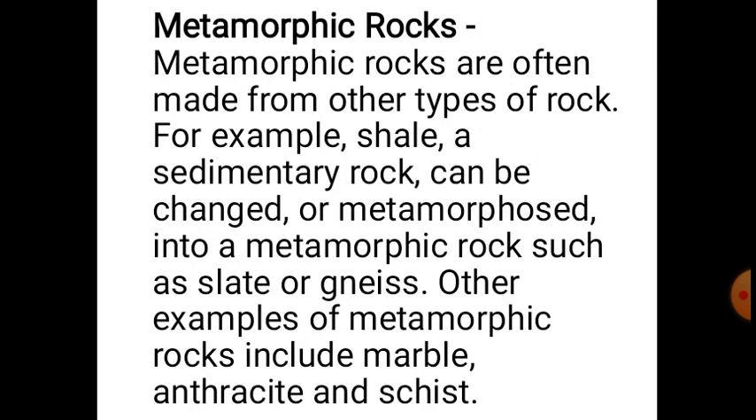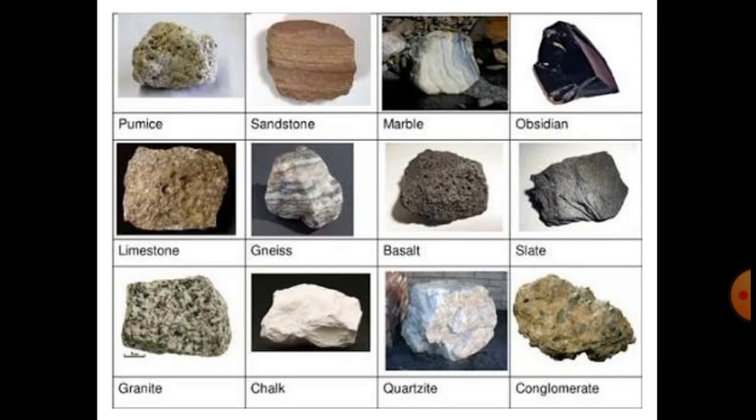Examples of this sedimentary rock are shales, limestones, and sandstones. Metamorphic rocks are often made from other types of rocks. For instance, shale is a sedimentary rock that changes or metamorphoses into metamorphic rocks such as slate. Other examples of metamorphic rocks are marble, anthracite, and schist. These are examples of rocks: metamorphic, sedimentary, and igneous rocks. We have pumice, sandstone, marble, obsidian, limestone, basalt, slate, granite, chalk, and so on and so forth.